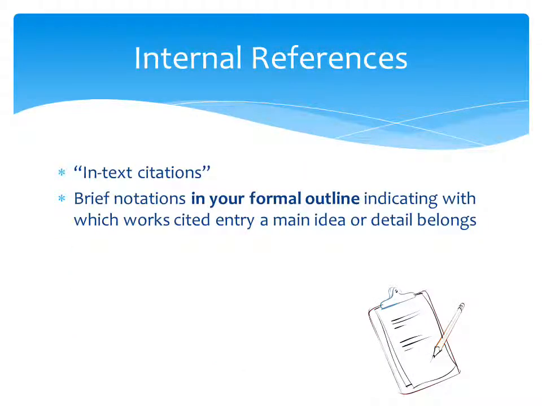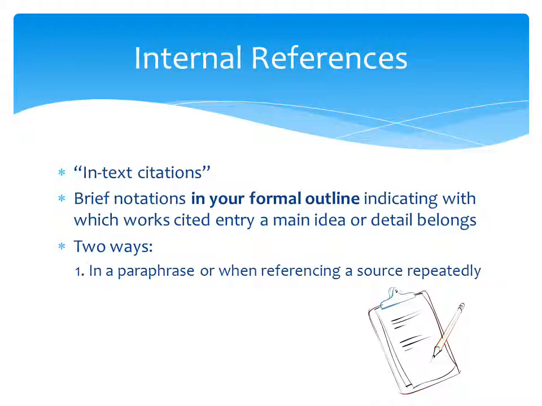Next, we'll talk about internal references. These are also called in-text citations. They are brief notations in your formal outline indicating with which works cited entry a main idea or detail belongs. There are two ways to use internal references. If you are paraphrasing something or referencing a source repeatedly, you should write it like this.